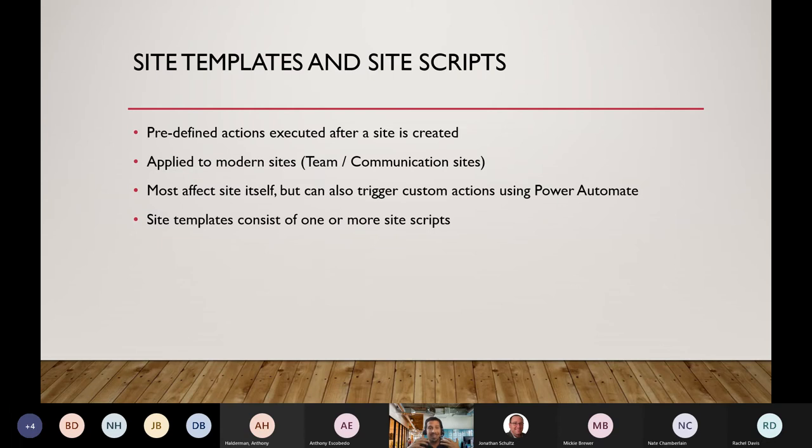So as I mentioned before, a site template contains one or more site scripts, right? And site scripts are made up of predefined actions that are executed after the site is created. So a team site or a communication site is created with the default Microsoft SharePoint template. For example, Topic is one of the default templates. And then from there, you can apply your own custom template or one of the Microsoft-defined ones that we just showed.